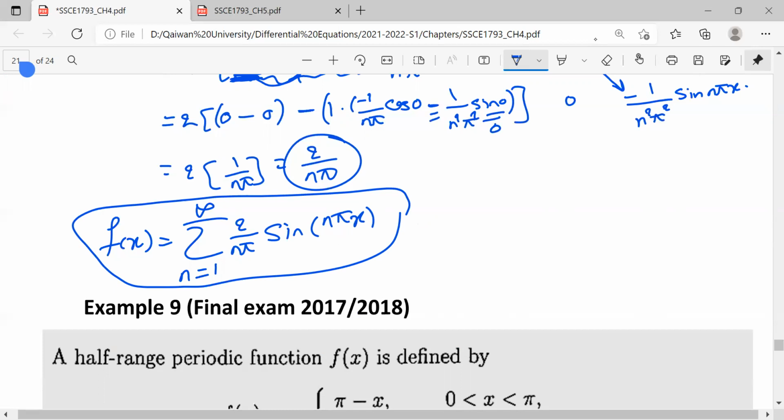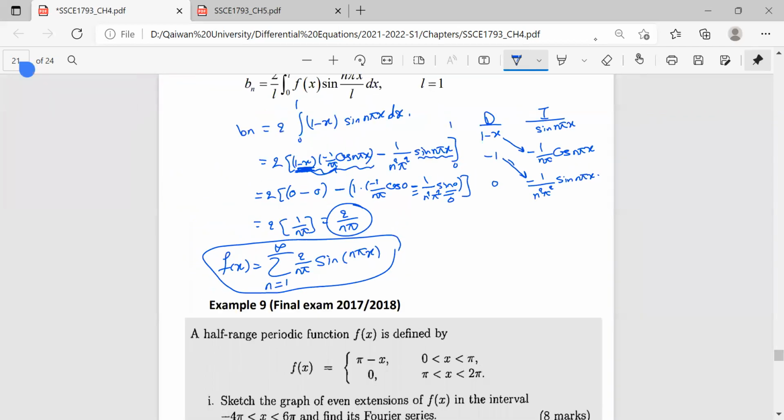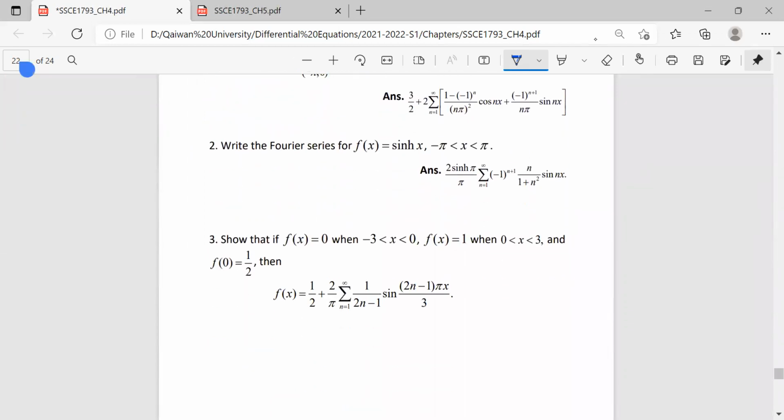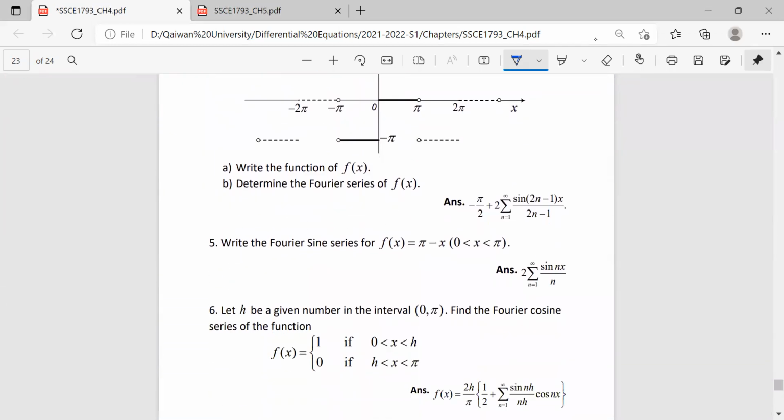Okay. Here, for half range Fourier series, we should find the sine Fourier series and the cosine Fourier series separately. Okay. And that's all. And here you have a list of exercises. It's for yourselves. Now we have one more chapter. We start now.